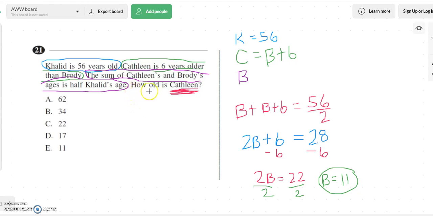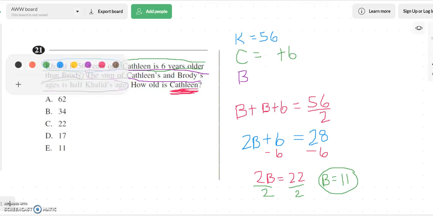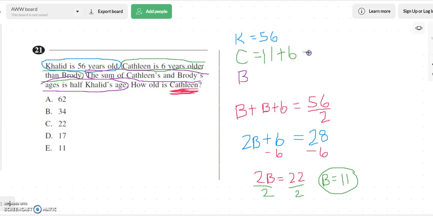The question asked how old Kathleen is. So I have a B here for Brody. Brody equals 11. I'm going to take this 11 and put it right here, and I will discover that Kathleen is 17. So your answer for this question is going to be D, 17.